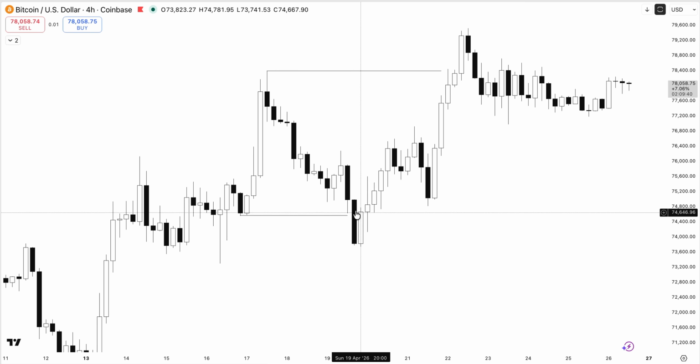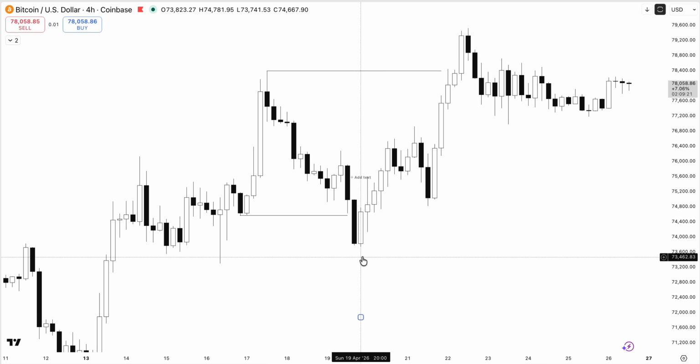We want to see a range form on a lower time frame at the low of this range. At the low of this higher time frame range, we want to see a lower time frame range form, which would also confirm something with time.